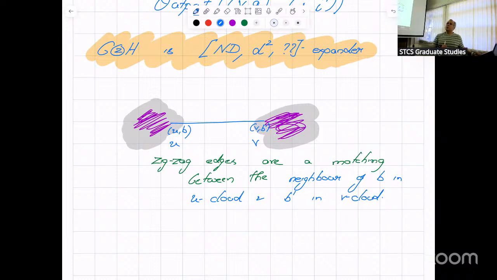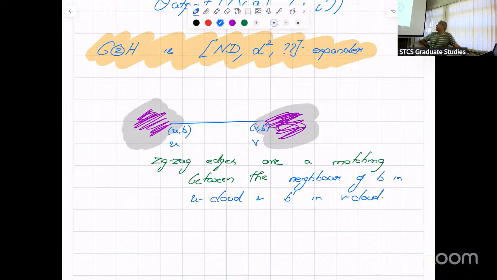Is there only a particular edge UV between the two clouds? Meaning, we are stamping a copy of H for every cloud. For every cloud, we are going to stamp a copy of H. So originally G had capital N vertices. Now the new thing has N times capital D vertices. One thing not clear: there's U,B and B,B prime. For any B in the U, this B prime is fixed. Yes, so that's the matching.